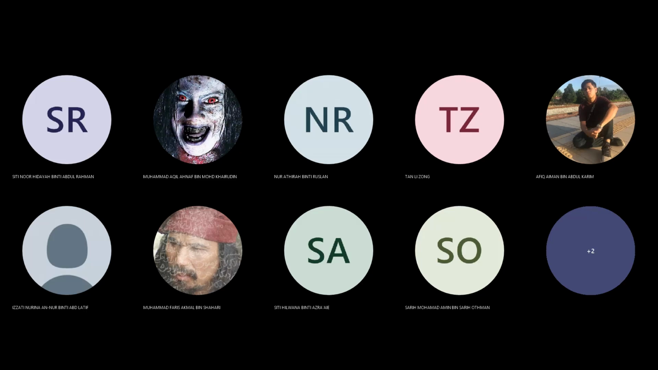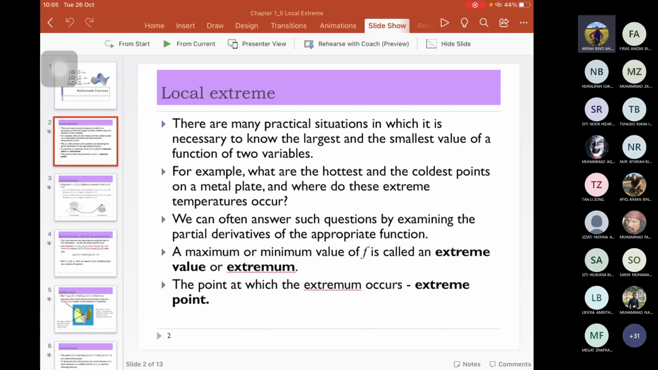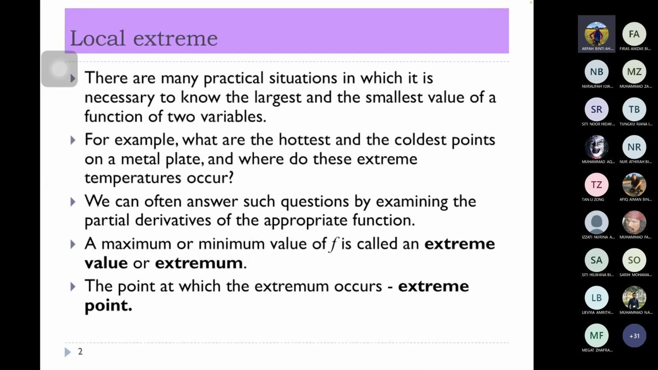This is the last part in chapter 1, in which we have the local extremes: how we want to find the maximum point, minimum point, or the saddle point of a function. Okay, so local extreme. There are many practical situations in which it is necessary to know the largest and the smallest value of a function of two variables. Because if you have a function of two or three variables, we would like to know where is the extreme point, where is the minimum, where is the smallest point, and where is the saddle point. Okay, so this is the study of local extreme.